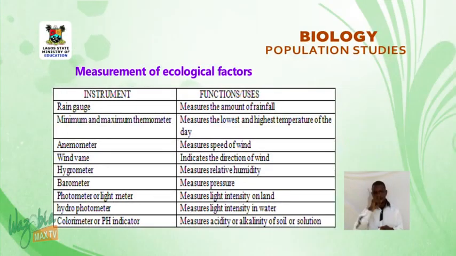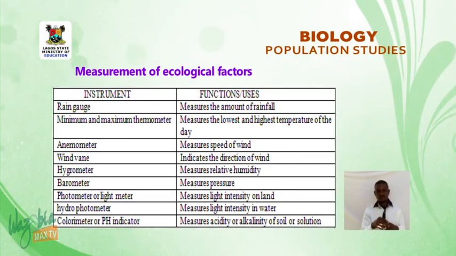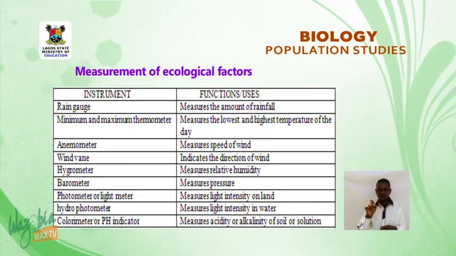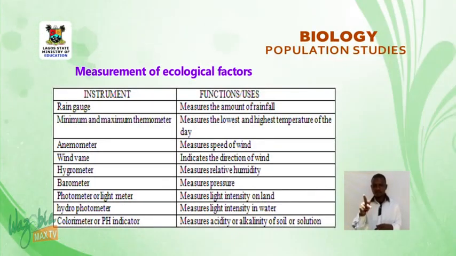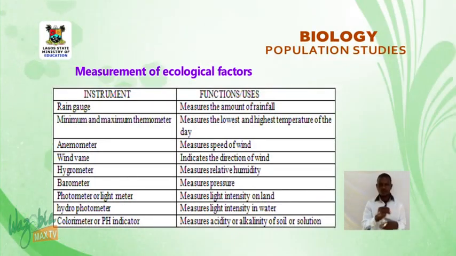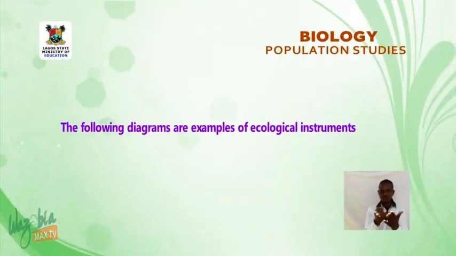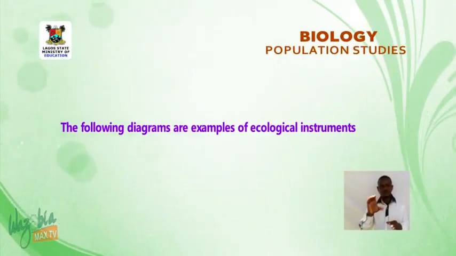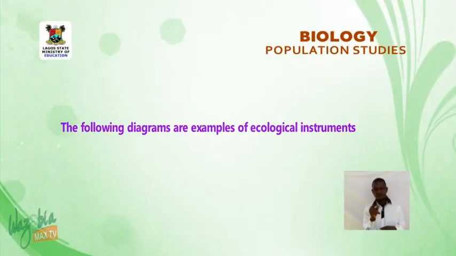Photometer or light meter measures light intensity on land. Hydrophotometer measures light intensity in water. Colorimeter or pH indicator measures acidity or alkalinity of soil or solution. The following diagrams are examples of ecological instruments.